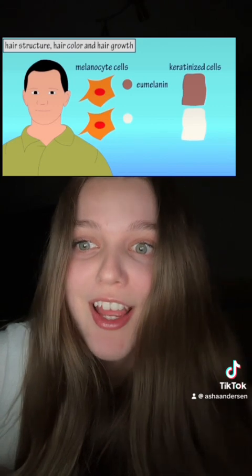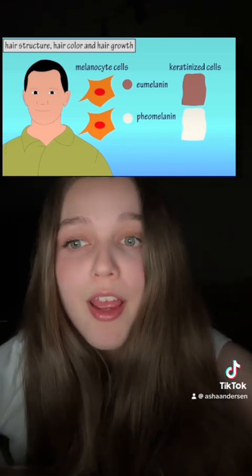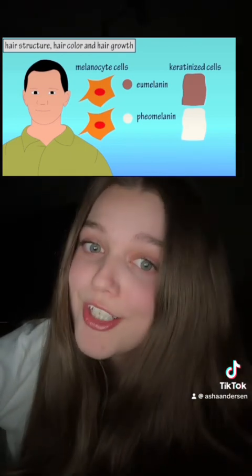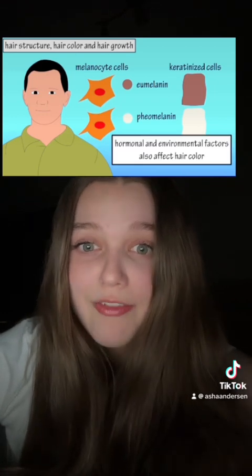Hormonal and environmental factors can contribute to hair color as well. But as we age, melanin production decreases, which makes our hair appear gray. And eventually, melanin production just stops, producing white hair. But do we have something that helps us keep our hair youthful and moisturized as the aging process does go on? Yes. And let's get into it.